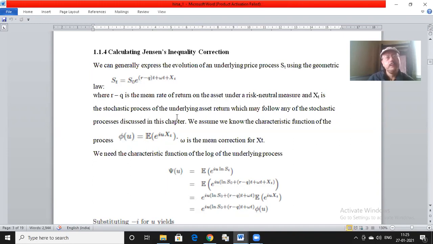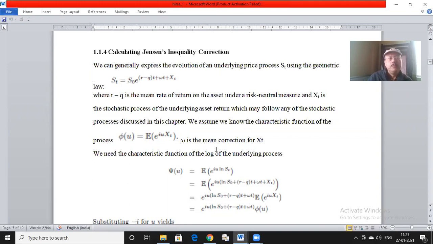Xt is the stochastic process of the underlying return. So xt is like log of st. So xt is the stochastic part of the underlying return, which we will model with some process here. And of course, we also assume for now that we know the characteristic function of the process xt. So phi u is the expectation of e to the power iu xt. That is our characteristic function for the process xt.